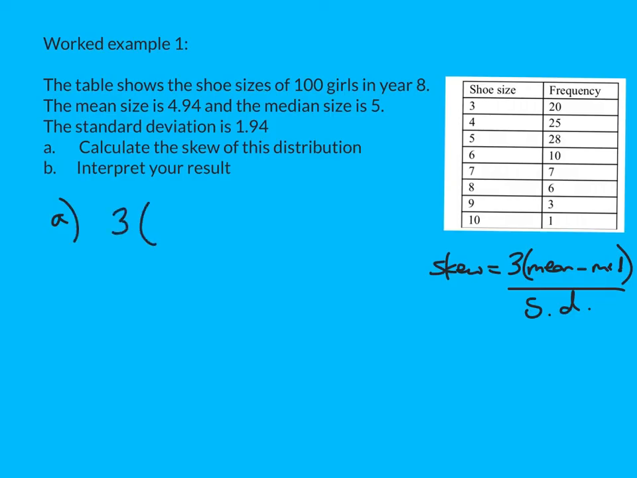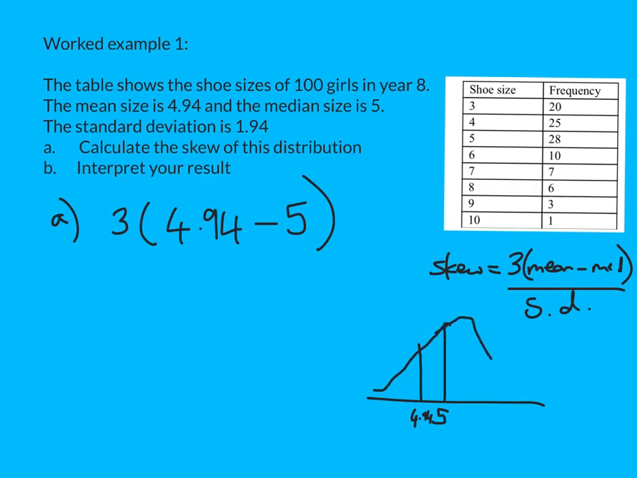So 3 lots of the mean, 4.94, minus the median. Now I'm going to notice there, that's going to be a negative number, so it's going to be negatively skewed. If I imagined my thing here, I've got my median is here, and my mean, so if my median is 5, my mean is smaller than that. My mean is at 4.94, so it's going to look like that. That was a bad picture of it, but it should be negatively skewed here.